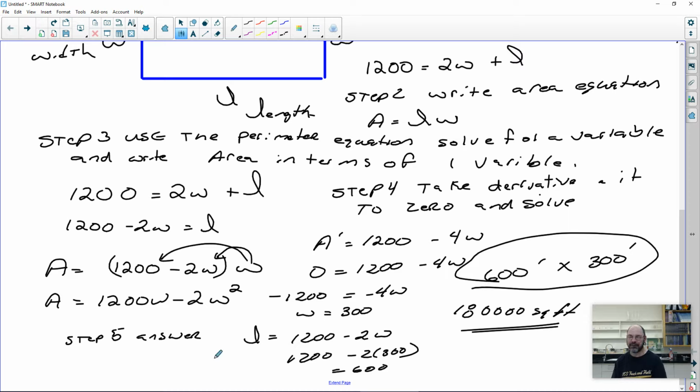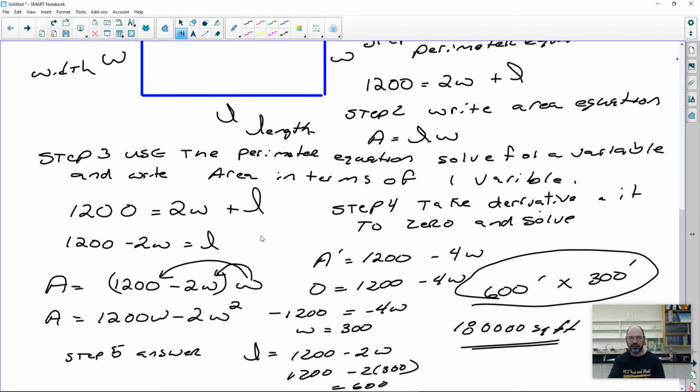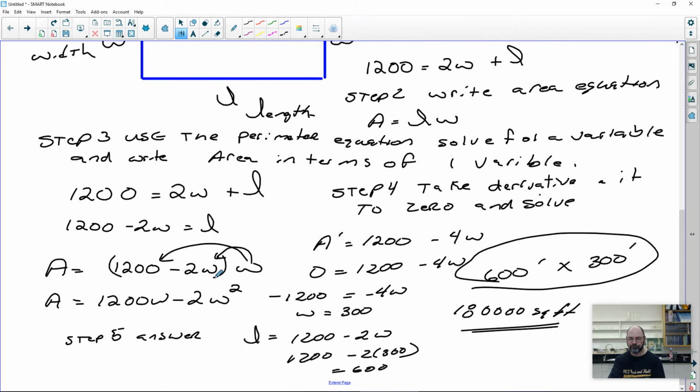Okay, so that's basically what you do. Step 1, again, draw your diagram. Okay, write the perimeter equation. Use that perimeter equation to solve for one of the variables. Plug it back into the area equation. Once you have the area equation, take the derivative and set it to 0 and solve. That's called a critical point, right? And that's going to be either at a max or min. And then calculate what your dimensions would be. So that's our first example that we did. Very simple. Now let's do one with the odd shape.